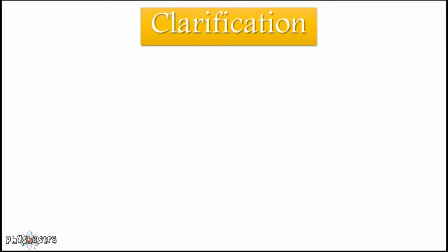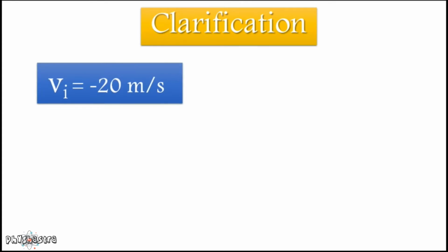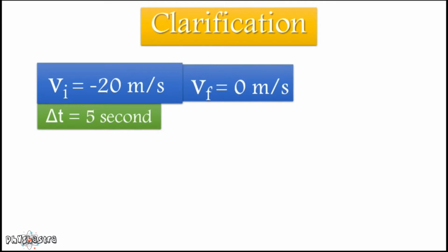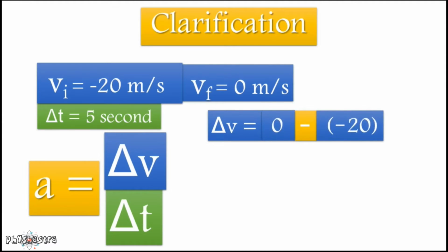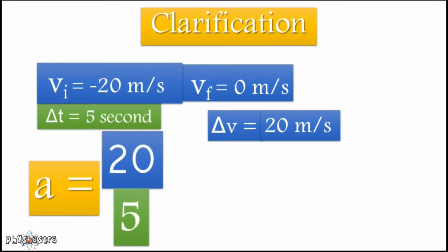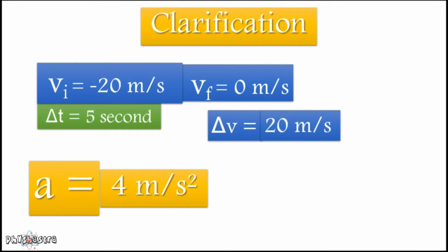Consider a car that has an initial velocity of negative 20 meters per second, then comes to a stop in 5 seconds. After substituting the respective values and calculating, we get the acceleration as positive 4 meters per second squared. But still the car has decreased its speed. The opposite signs of acceleration and velocity tell us that the body is decreasing its speed. This is the proper way of interpreting the sign of these quantities.